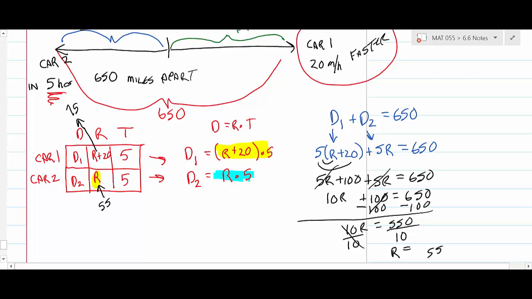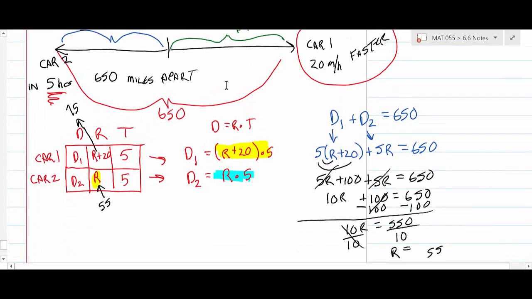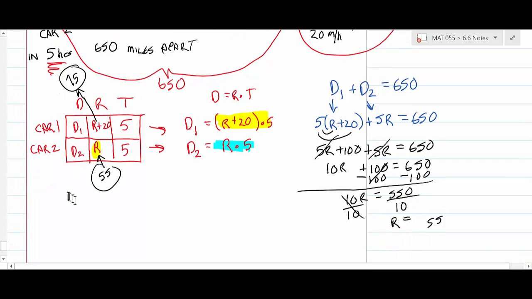Now, let's see if we're on the right track with this. The question on this problem was to find the speed of each. Well, we got the answers. We got 75 miles per hour and we got 55, right? What would you do to find D1? If you know the rate's 75 and the time's 5, what do you do to find D? You do rate times time, right? So you would do 75 times 5 to get that. So let's go ahead and do that while we're at it.